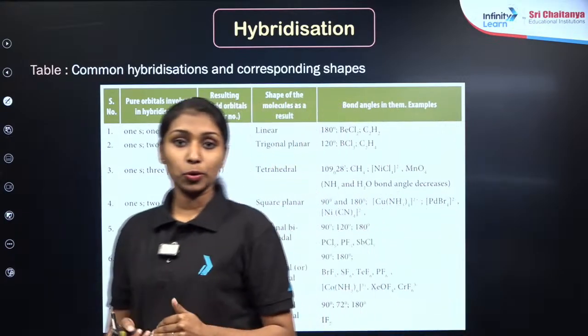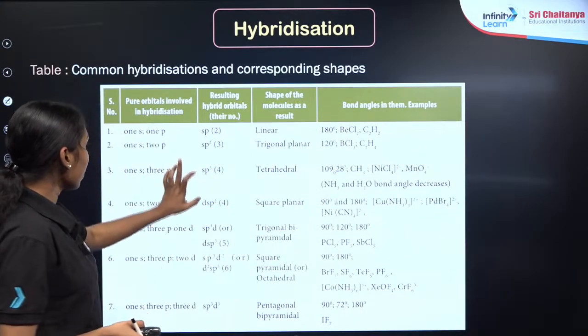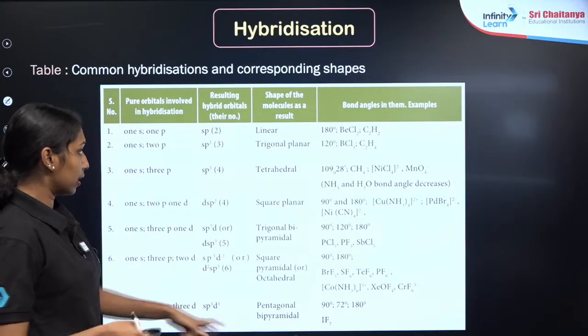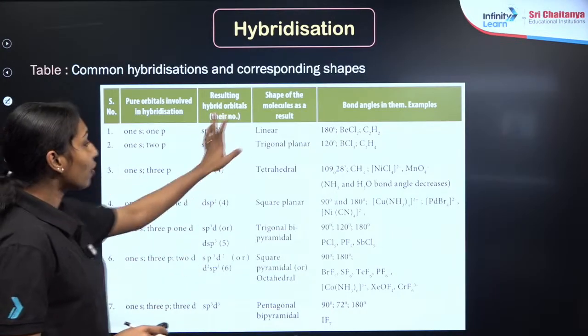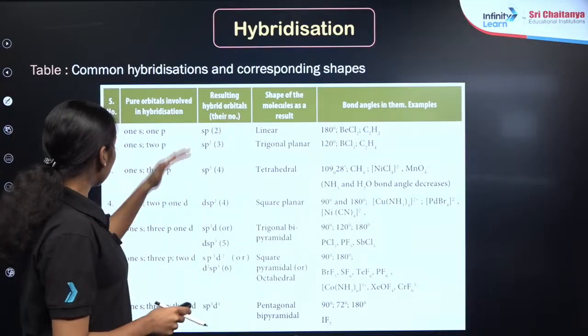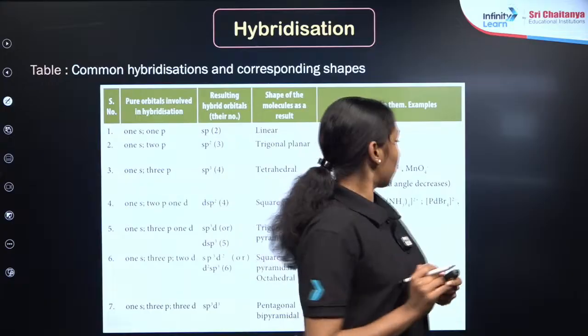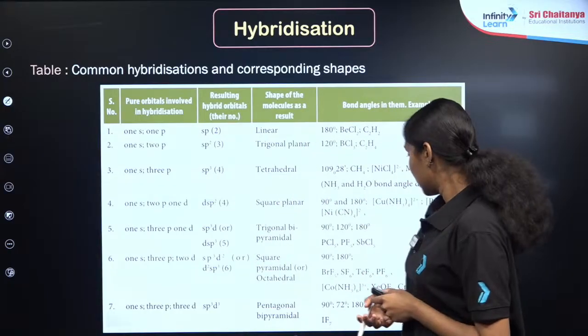So far we discussed hybridization starting from sp, then sp2, sp3, sp3d, sp3d2 and sp3d3. And these are some of the examples along with their shape. I have already discussed these things in detail in the previous class. You can just go through it.